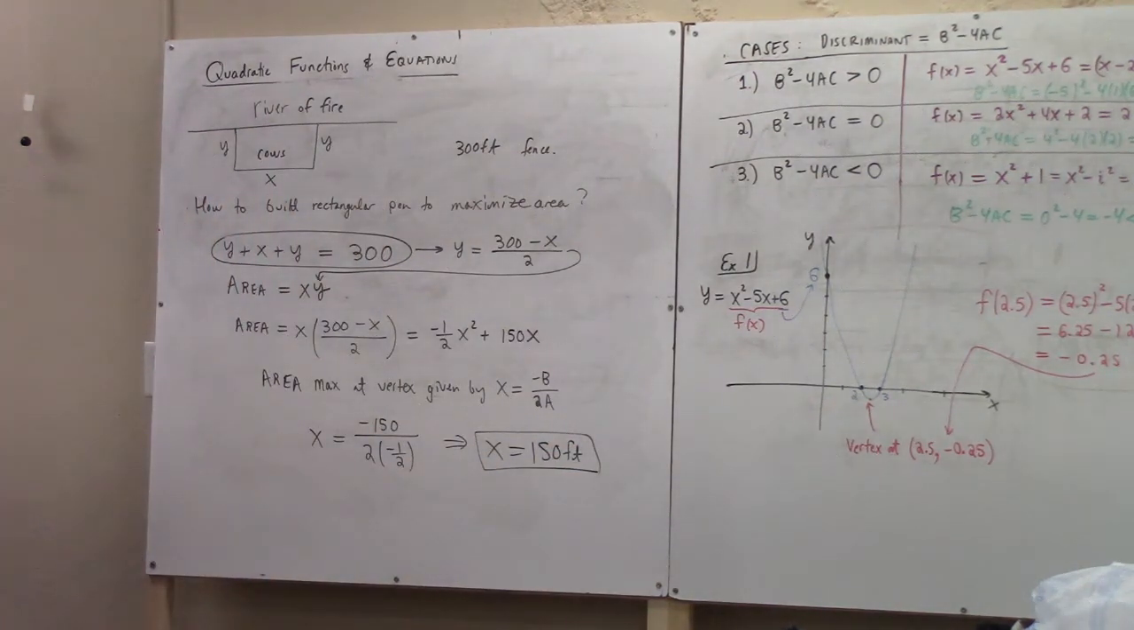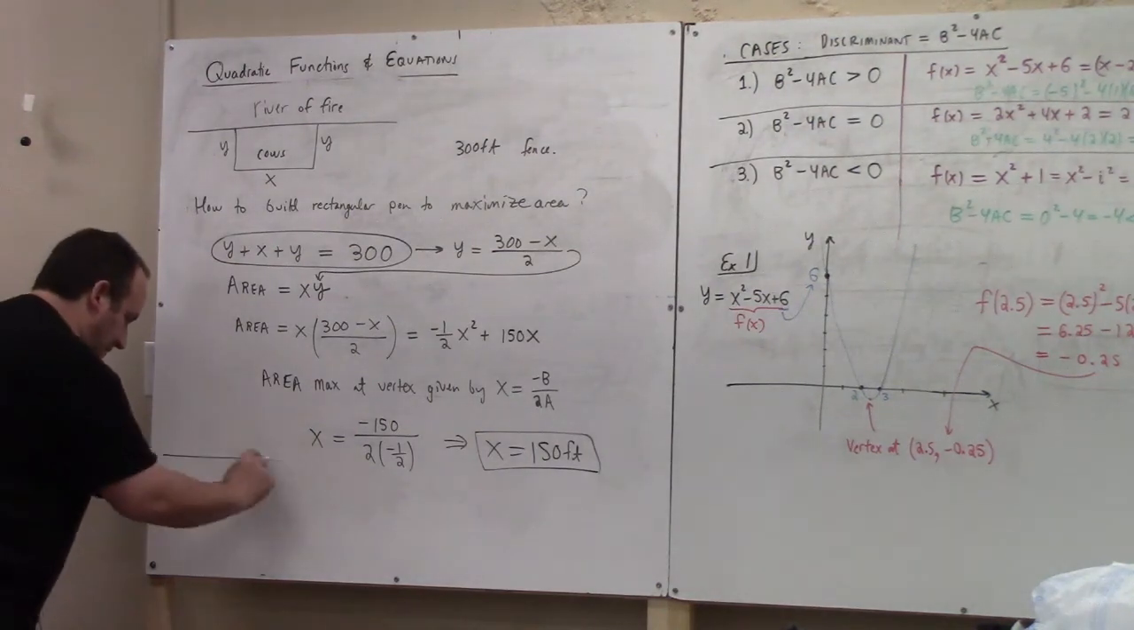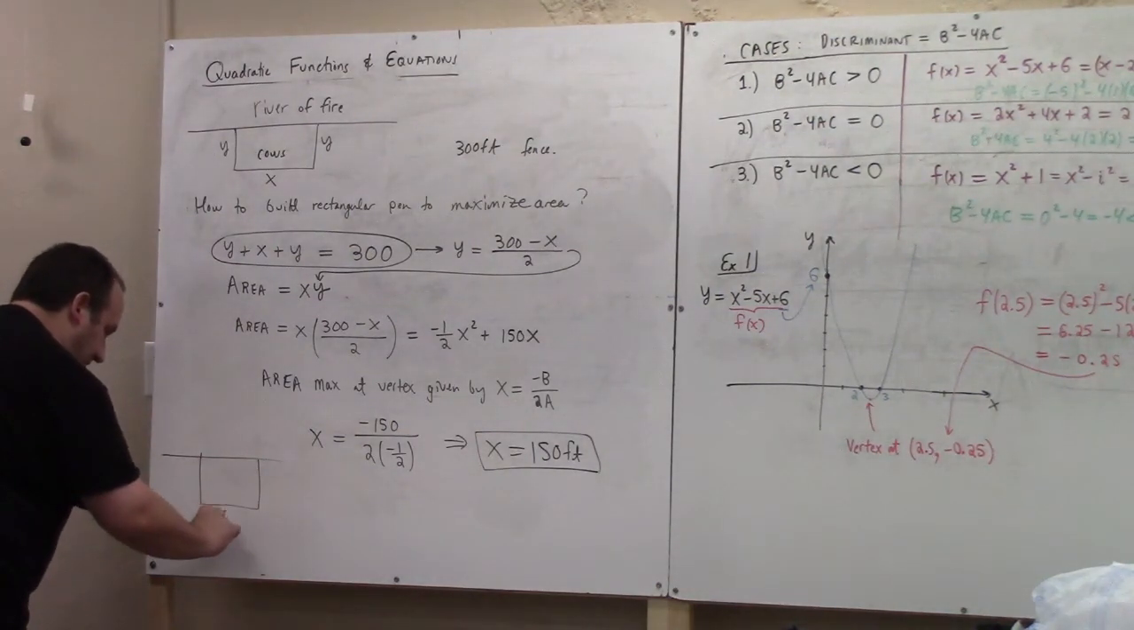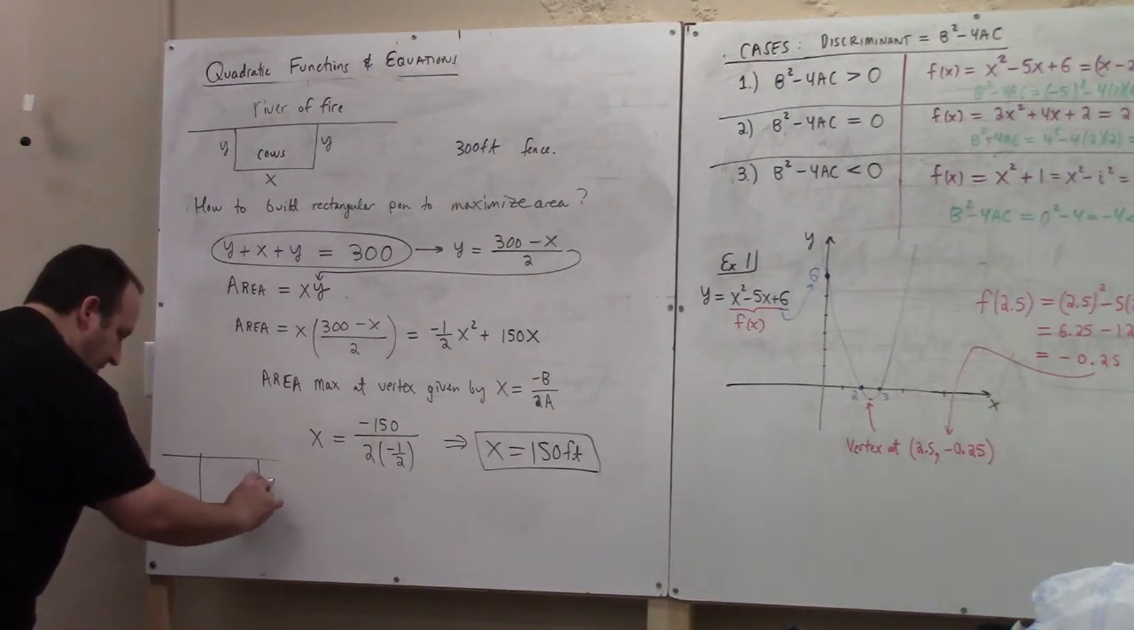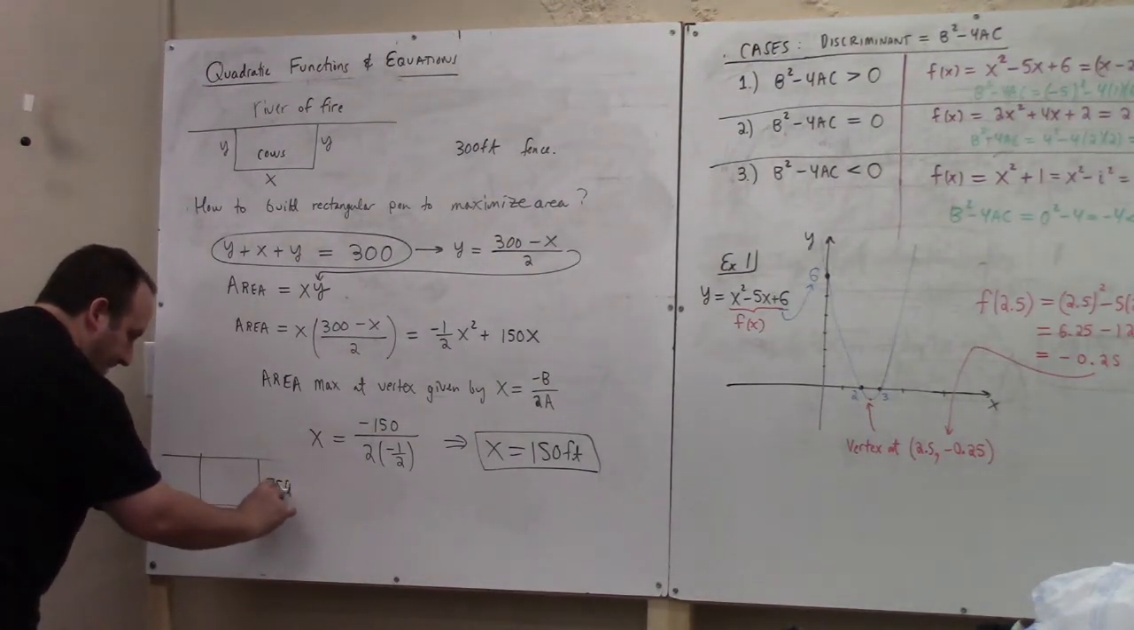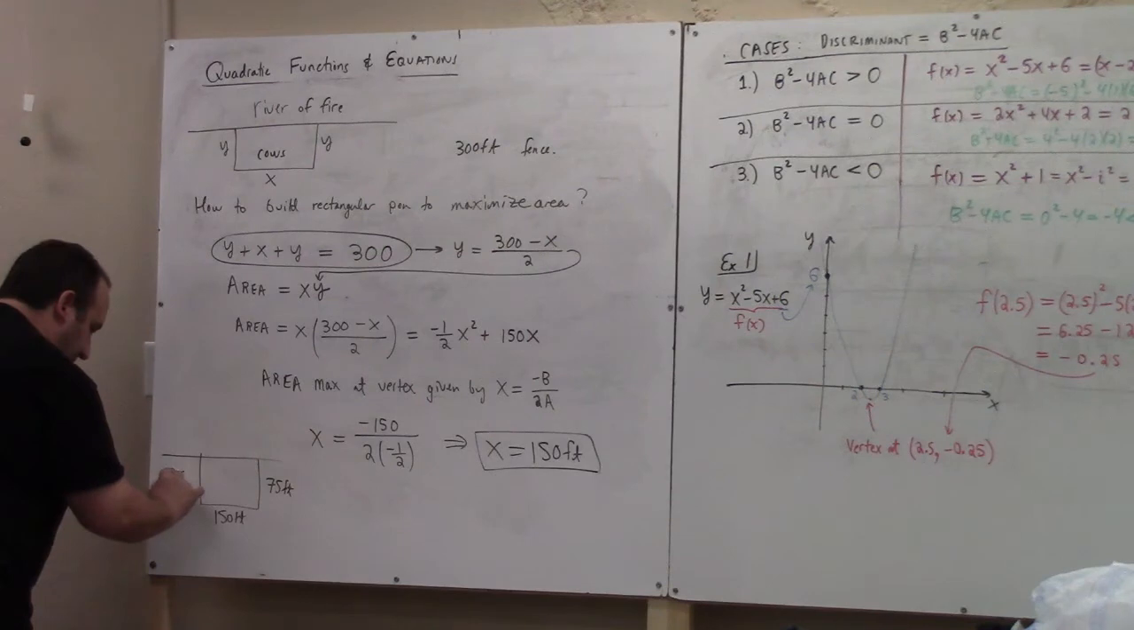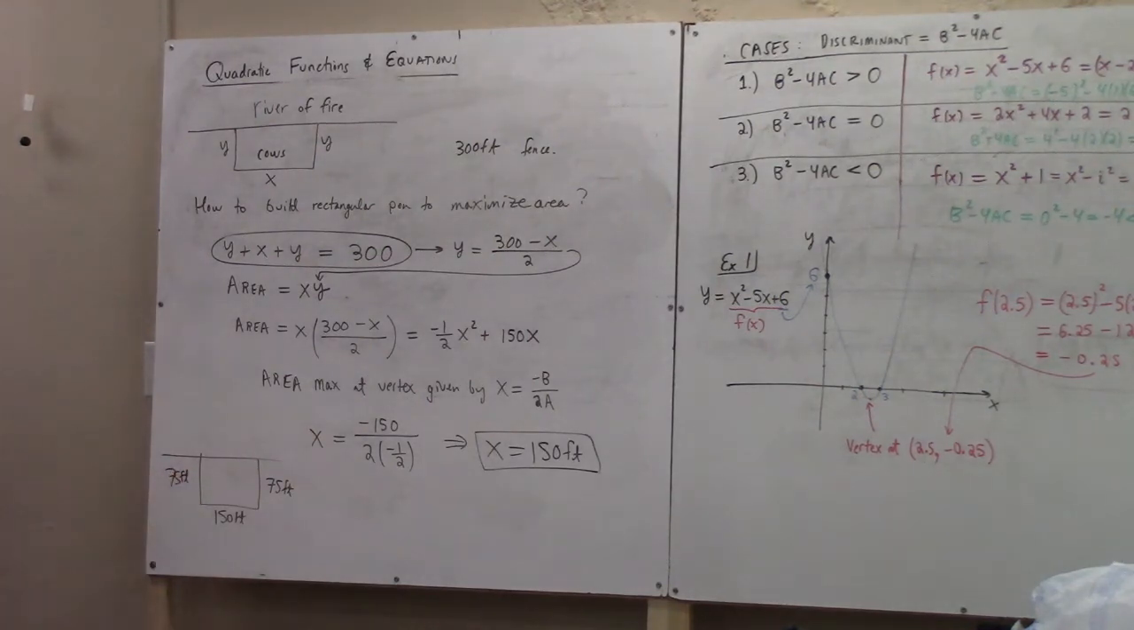So what are the dimensions of the fence which maximize the area? It's 150, basically it looks like this. You got 150 down here, and you put 75 feet here, and you put the other 75 feet over there. You can check me: y is equal to 300 minus 150 divided by 2, which is 150 divided by 2, which is 75. So that's how you build it to maximize the area.